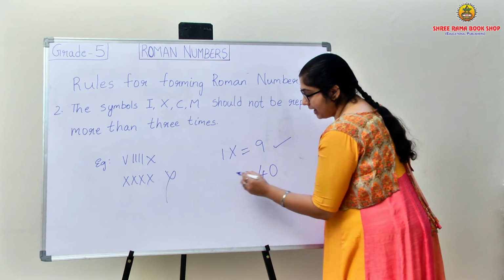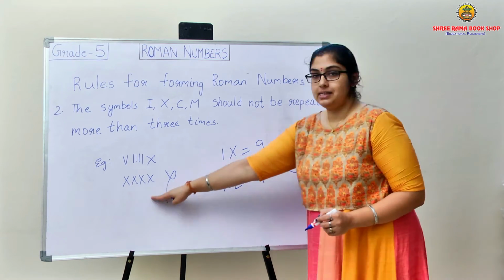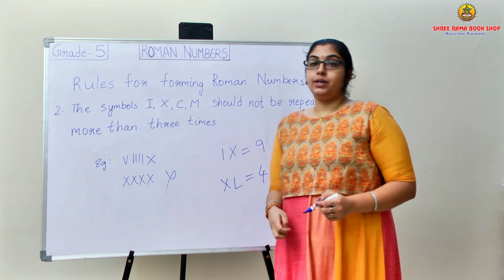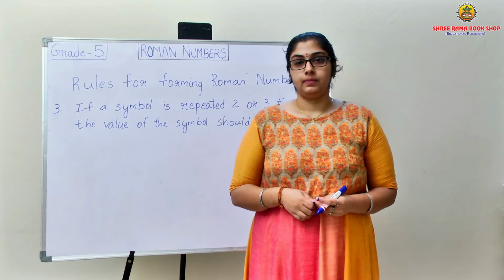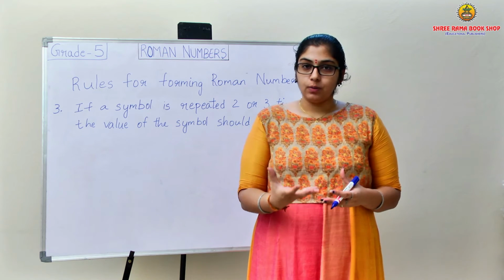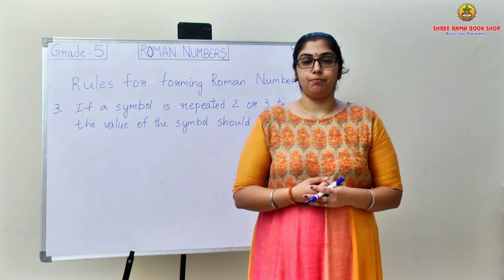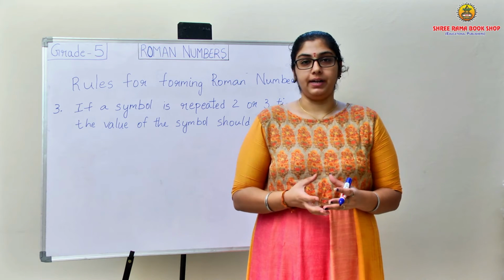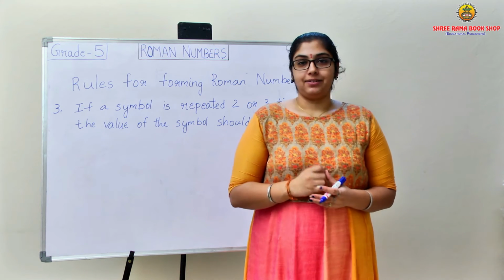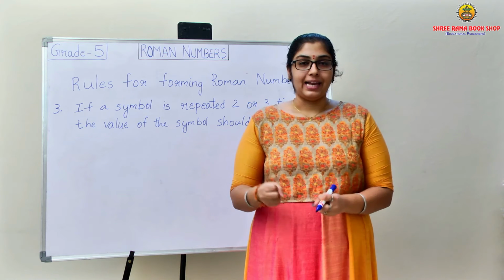You will write 40 as XL, right? This is the correct representation and this is wrong. Now we will be learning rule number 3. In rule number 3, we can learn that if the symbol is repeated more than 3 times, it cannot be done, right? So it should not be repeated more than 3 times. If a symbol is repeated 2 or 3 times, then the value is added.